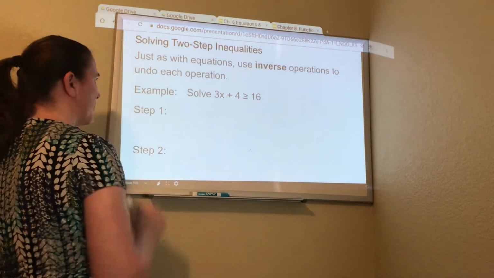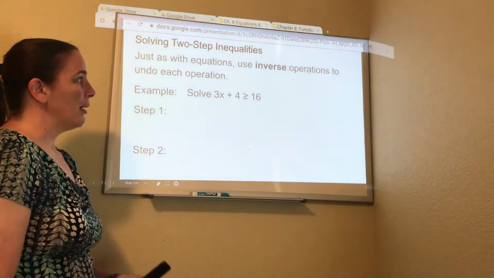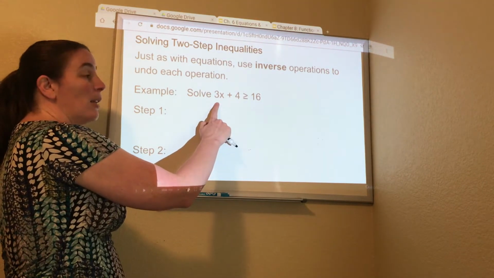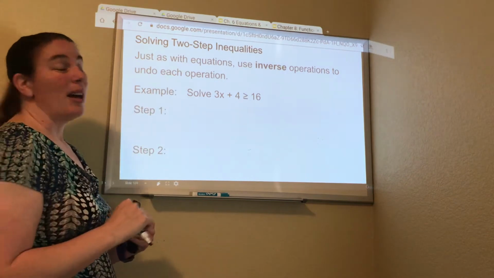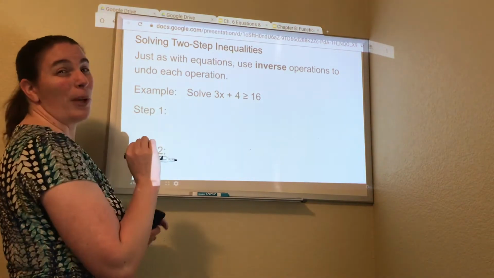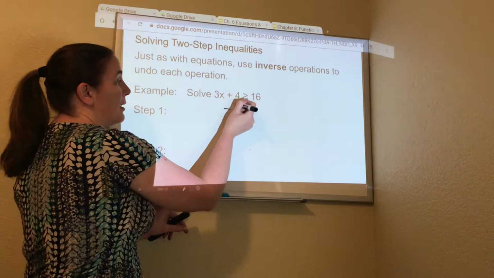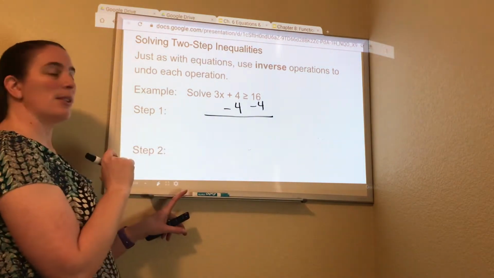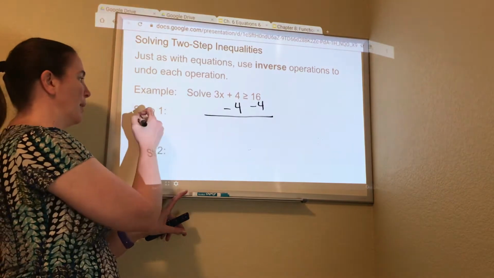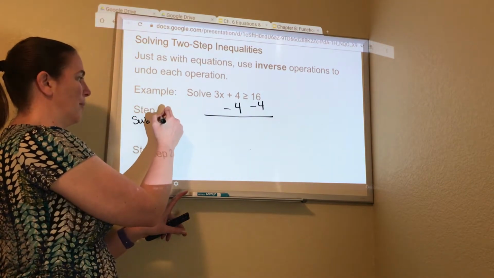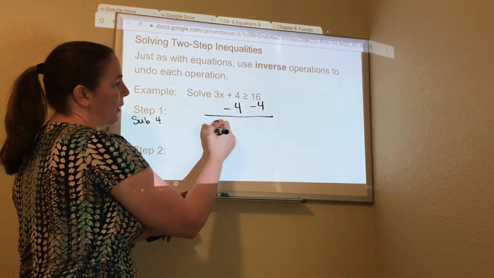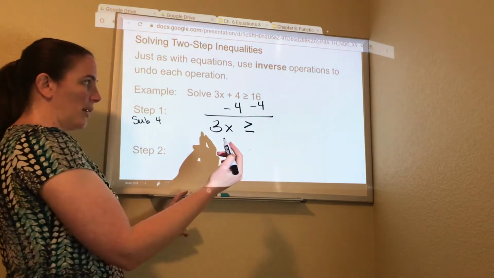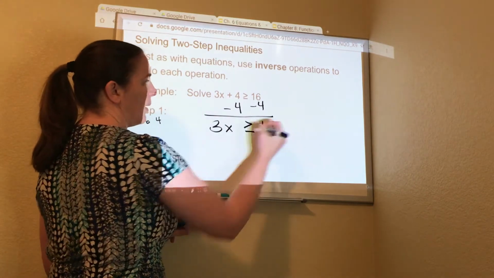I see 3x plus 4 is greater than or equal to 16. So here my variable term is 3x. The first step is I need to undo this, get rid of this plus 4 here. So to undo that, I subtract 4 on both sides. So this first step is subtract 4. Then I'm left with 3x is greater than or equal to, and then 16 minus 4 is 12.